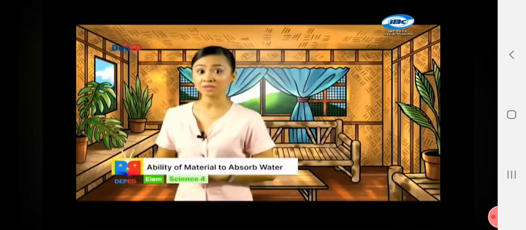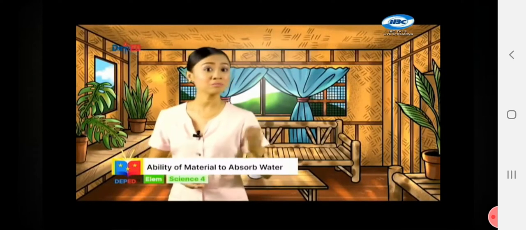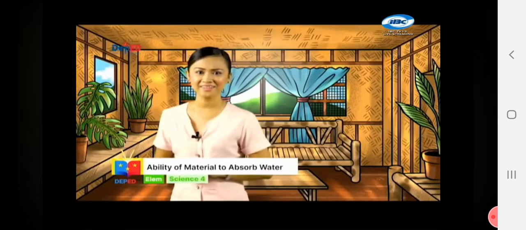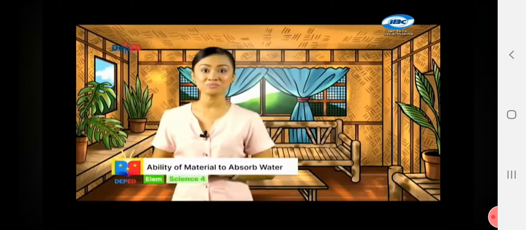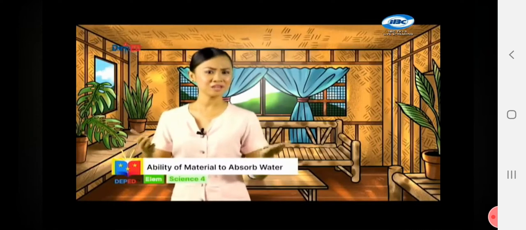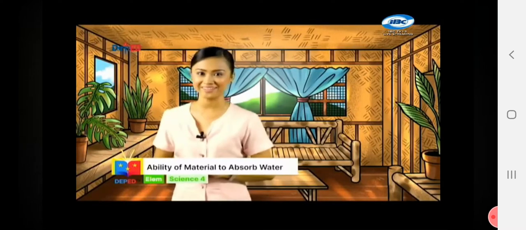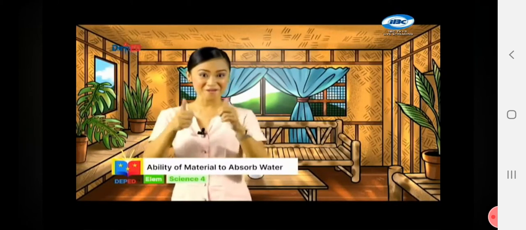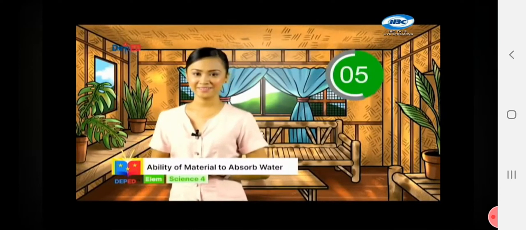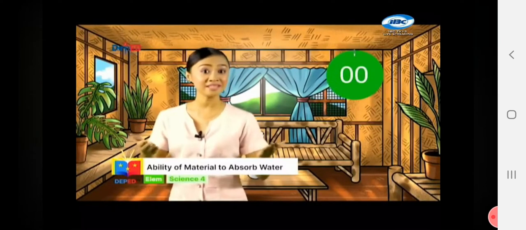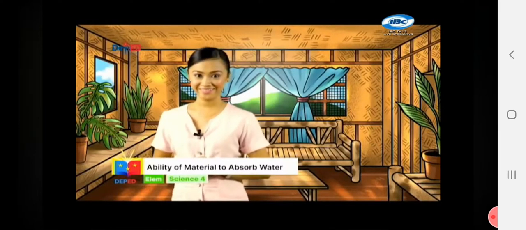When you look at your surrounding, what are the things or materials that you can find? Young scientists, it's time for you to spy with your eye. Look at your surrounding and list on your paper the different materials that you can find. You have 10 seconds. Ready? Go! Have you listed more than 5? Great!